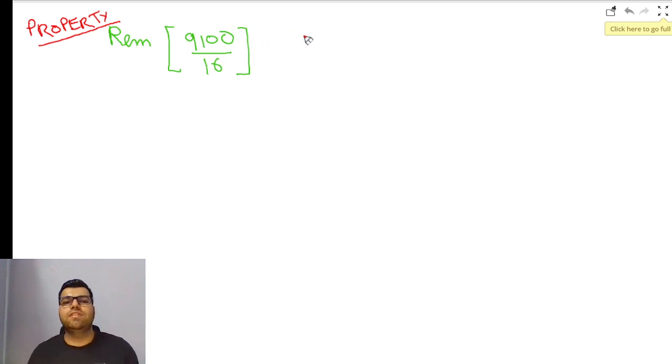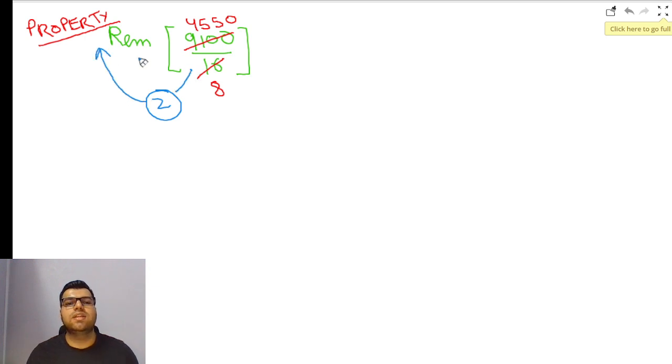So remainder of 9100 with 16. Now instead of dividing it, students, why don't we cancel it through? The temptation is that we make it 8 and then 4550. So remainder of 4550 with 8. In the REM function, this is allowed, but you have to make an adjustment. Since you factored out 2 from both numerator and denominator, this factor of 2 will go outside the REM function.